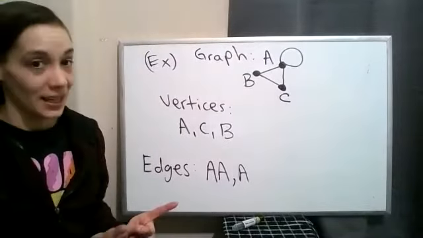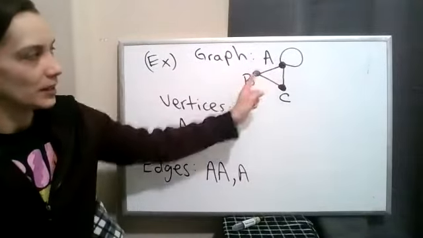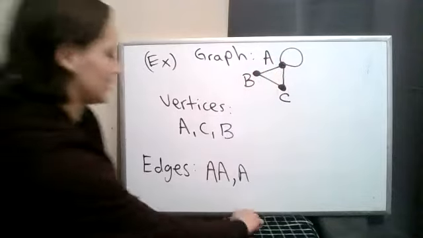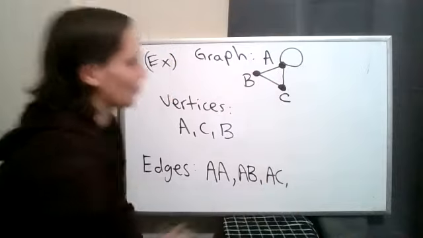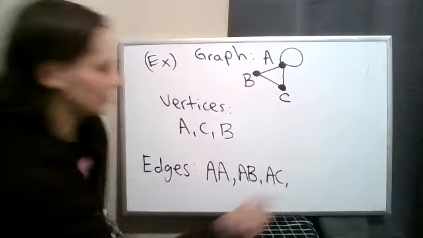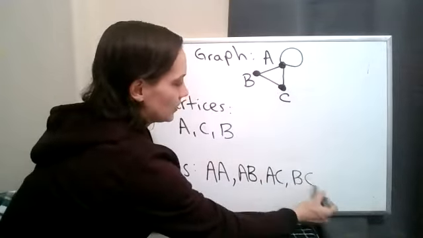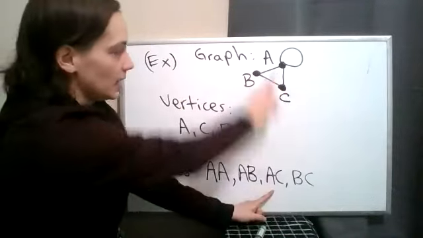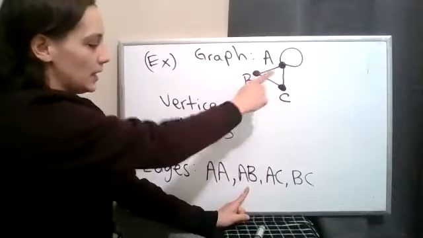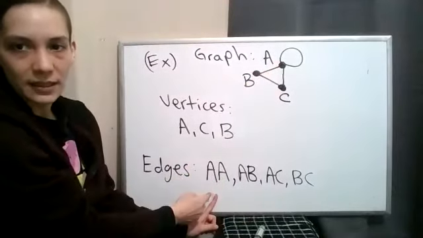So, AA. A goes to B, A goes to C. BC, and I think that's it. Let's check. BC, do we have CA? Yes. BA, and there's that loop, AA.